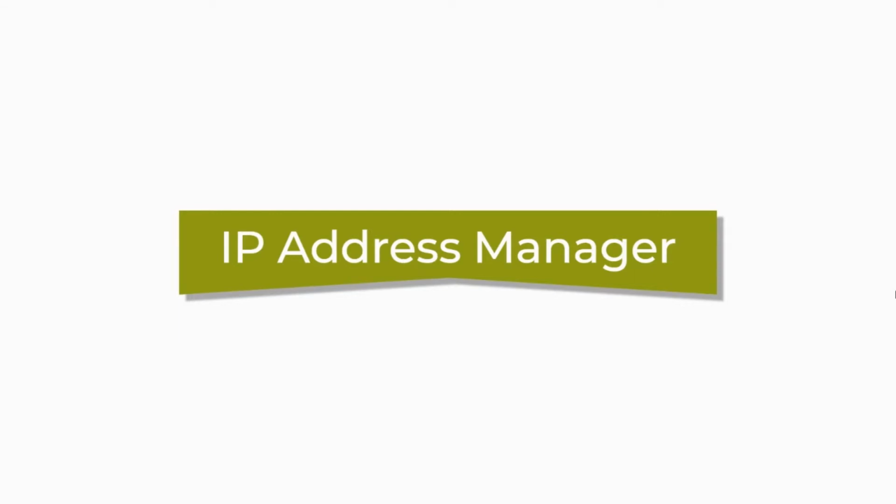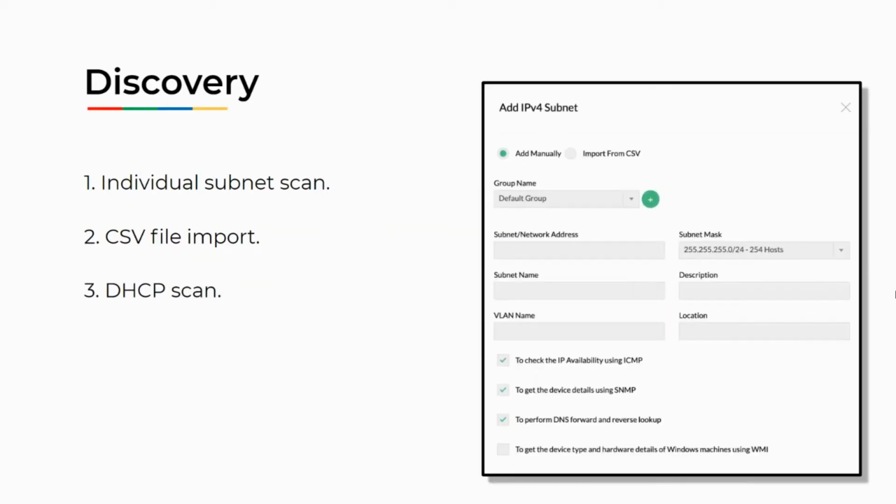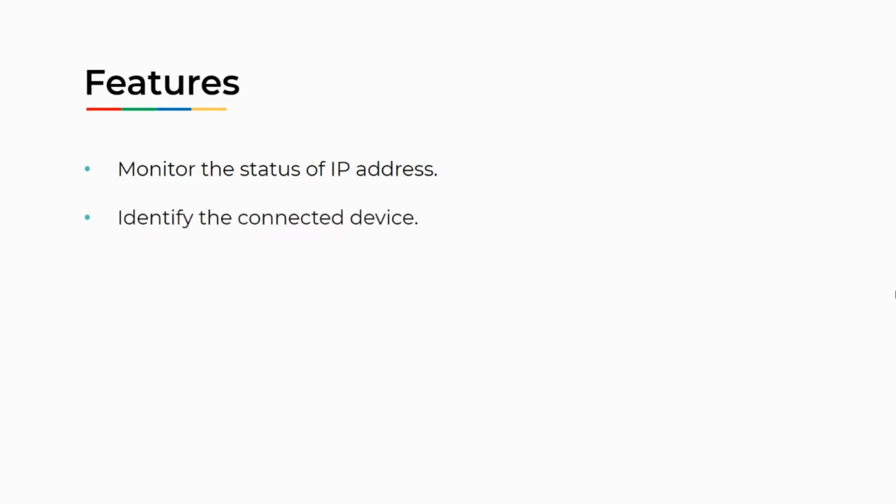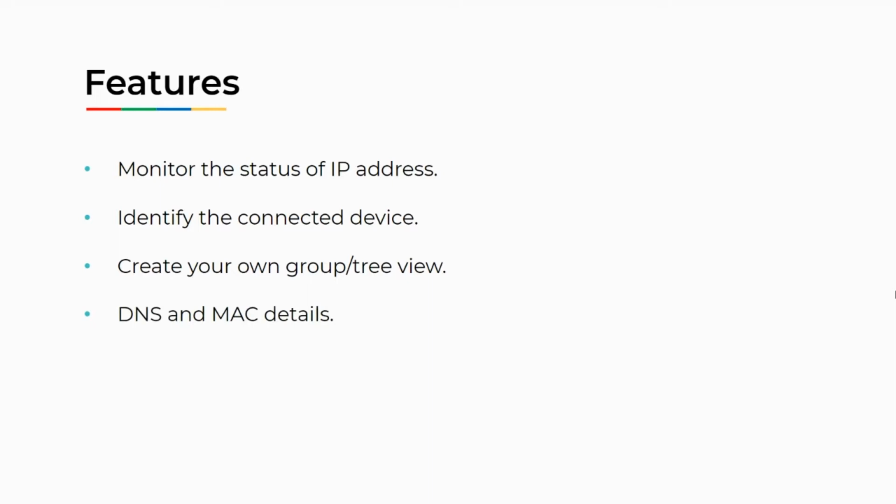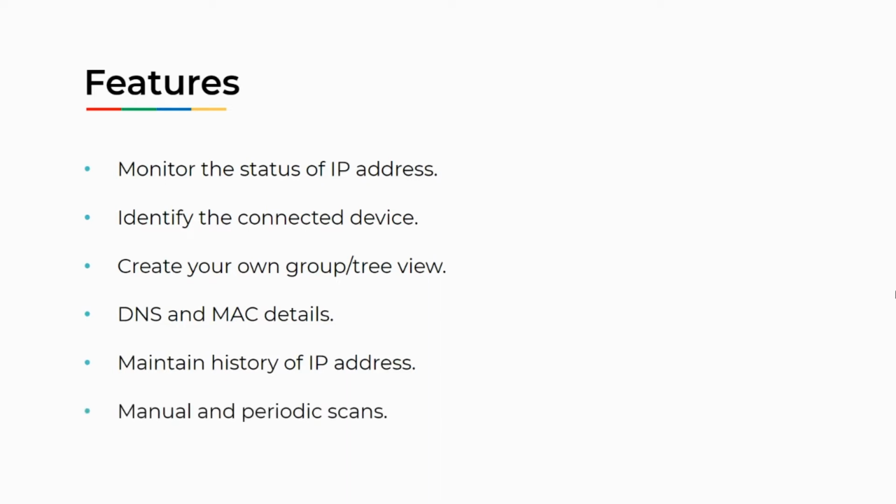which helps you conduct real-time IP scanning and end-to-end IP and MAC address mapping. You can also use various other feature capabilities with IP Address Manager. To start managing your IP addresses, you can discover all the IPs and subnets to be scanned through an individual subnet scan, a CSV file import, or a DHCP server scan. And once you have discovered all your IPv4 and IPv6 subnets, you can start monitoring them with OpUtils. OpUtils IP Address Manager allows you to monitor the status of your IP addresses, identify the connected devices, create your own group or tree view of the managed IPs and subnets, enable DNS and MAC detail visibility, maintain a history of the IP addresses, and you can also automate periodic scans of the IP addresses and manually trigger IP address scans in your network.